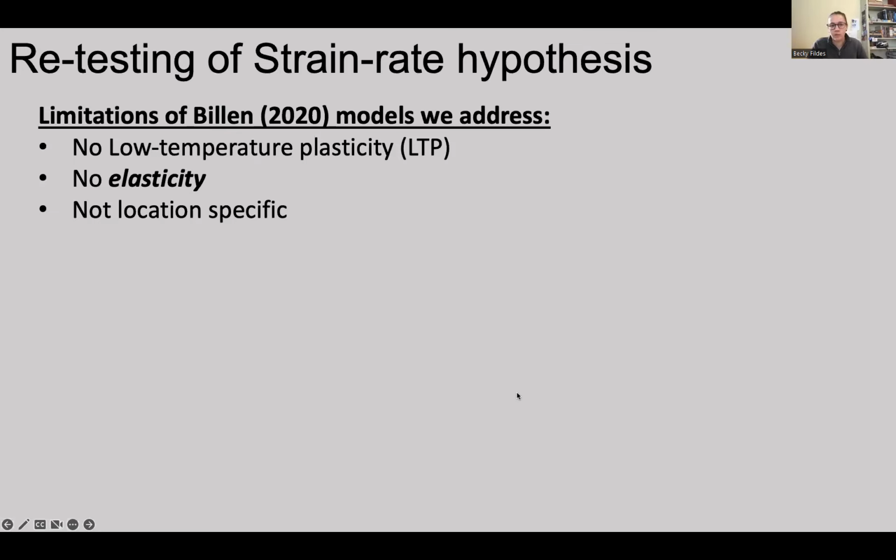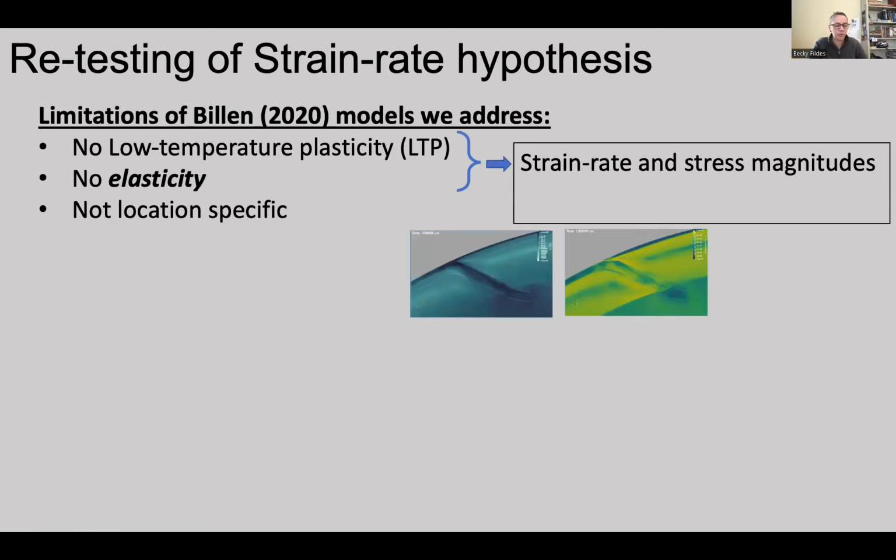What I'm doing is retesting this strain rate hypothesis by making updated subduction models in Aspect to address some limitations of her models from the 2020 paper. Those models were viscous and had yielding, but did not include low temperature plasticity or elasticity, which are both very important for calculating the strain rates and stresses in the slab. The models themselves were also not built for a specific location. They were compared with similarly shaped slabs.